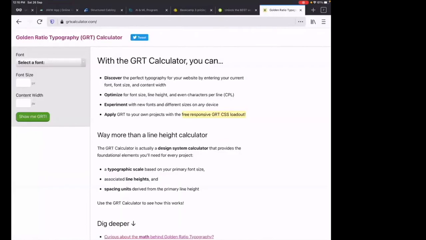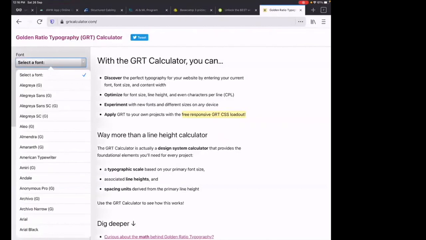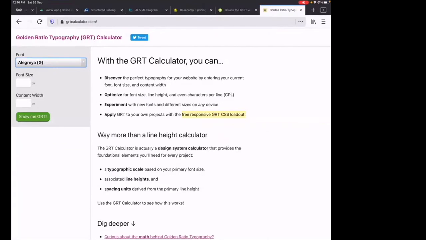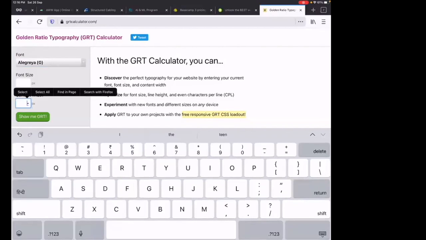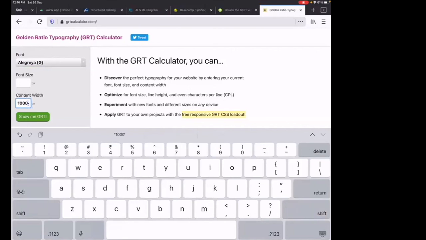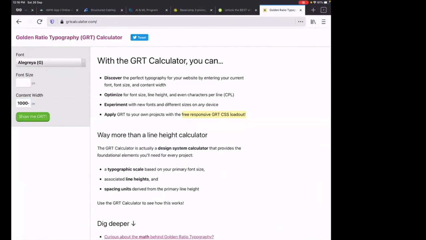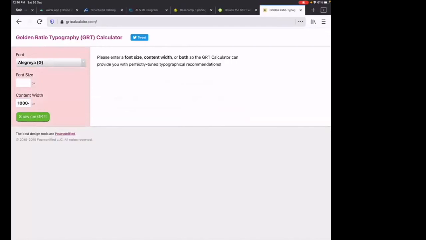Now, all you need to do in this is to select a font, which could be a Google font, and either you indicate the font size or you indicate the content width. Suppose your website is, say, 1000 pixels wide, or you're setting the copy in 1000 pixel width. Then what is the ideal font size?